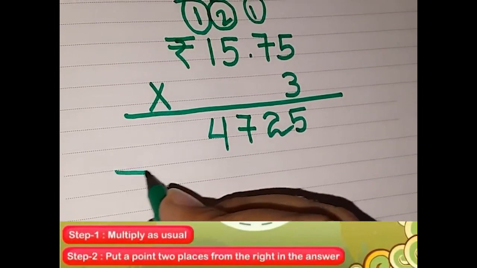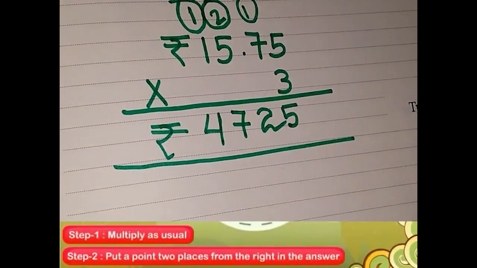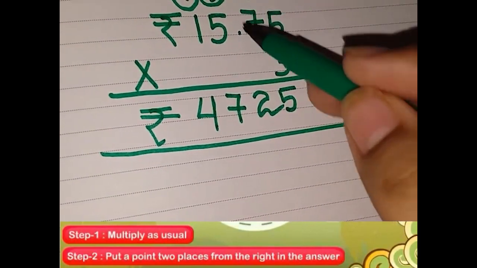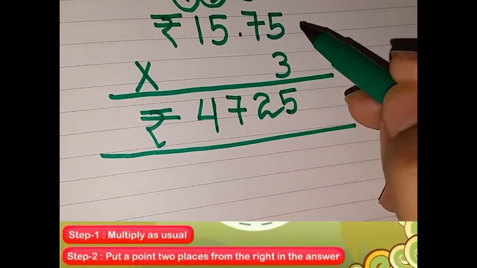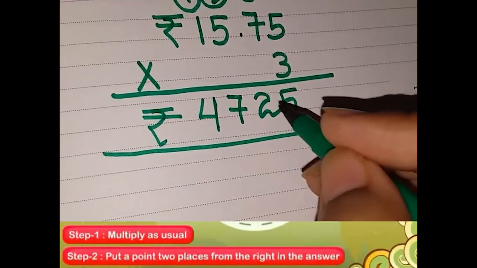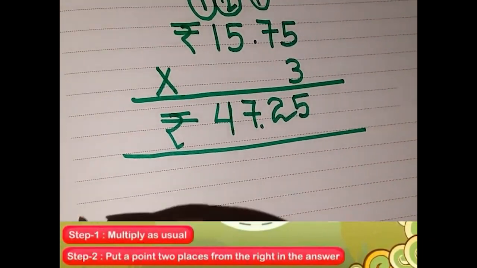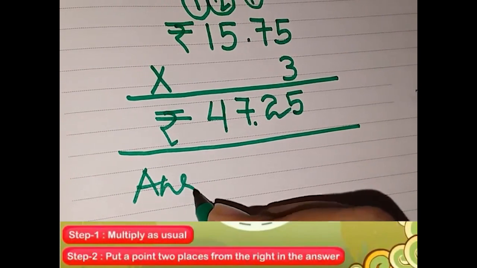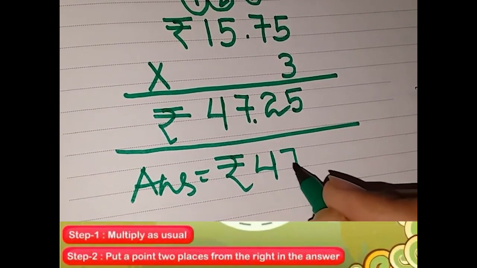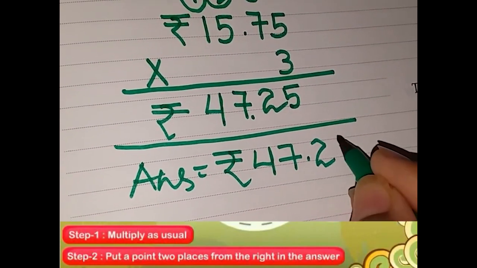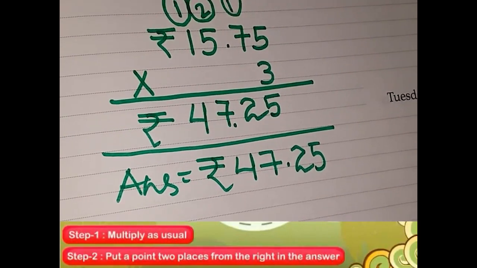Okay, we are done with the multiplication. Now put the sign of the rupee. What is left? This point is left. As we can see, the point is just after the 2 digits from the right side. So in the product also we are going to put the dot just after the 2 digits from the right side. So our answer will be rupees 47.25. So children, this is how we are supposed to do the multiplication of money.